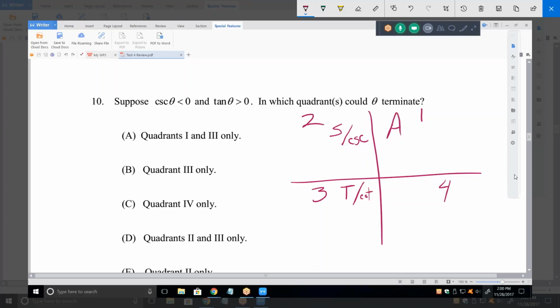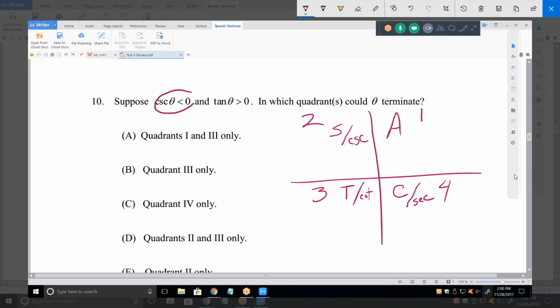In other words, if the tangent's positive, then the reciprocal has to be positive also. And in the fourth quadrant, it's cosine and secant. Notice the C and the S. You never have a C together with a C or an S with an S. All right, now let's look at their picture.